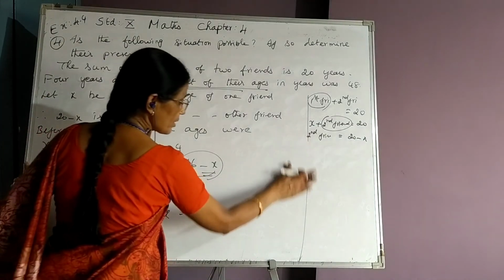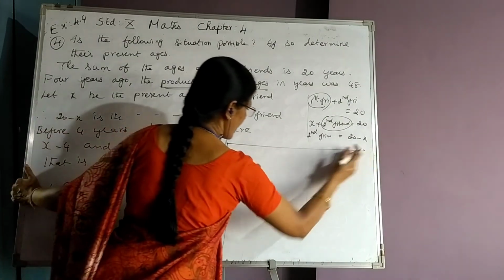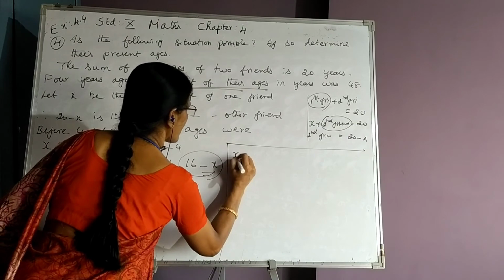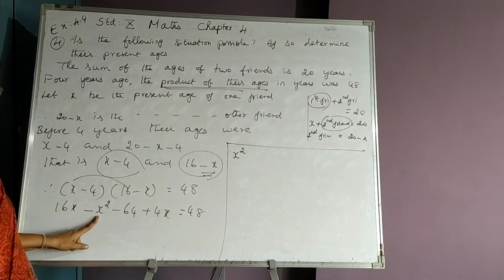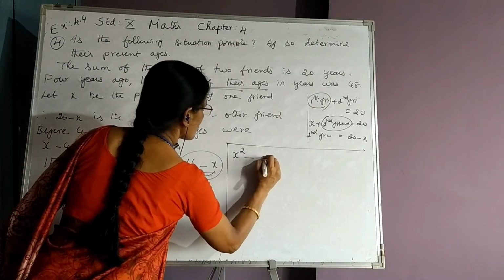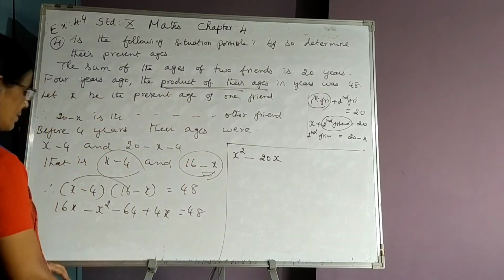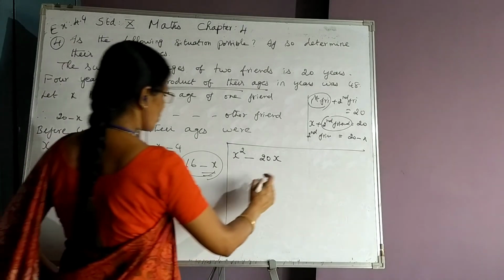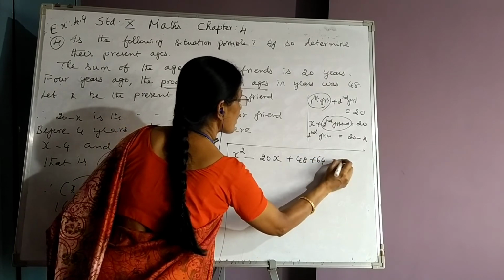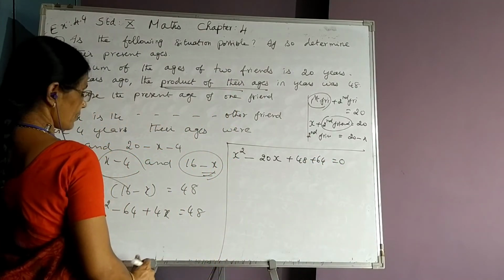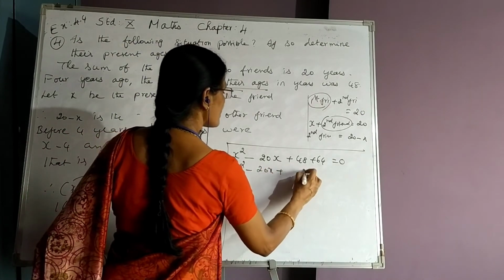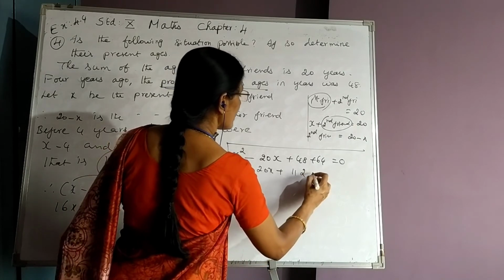Let us take all the terms to the other side in order to make the x square term positive. I take the x square term first to the other side, I get plus x square. Then 16x plus 4x is 20x; when taken to the other side, it becomes minus 20x. Minus 64 goes to the other side as plus 64, equal to 0. Therefore, x square minus 20x plus 112 is equal to 0.